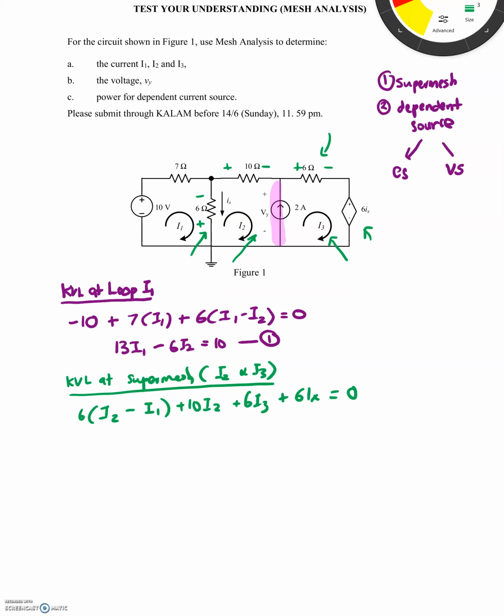Then you rearrange these equations and you can get 6I1 plus 16I2 plus 6I3 plus 6Ix equal to 0. It will become the second equation. And because this consists of the supermesh, it will have a supermesh equation.